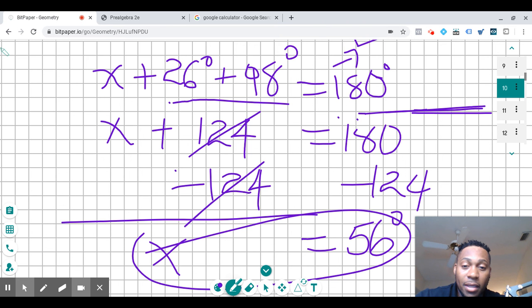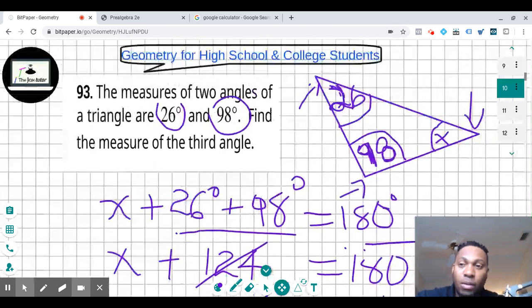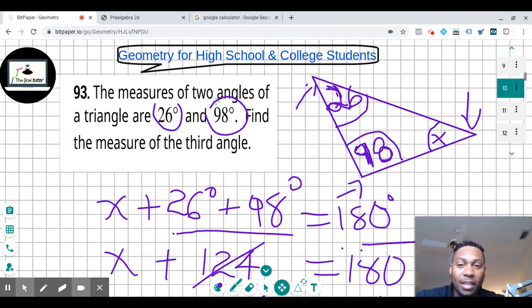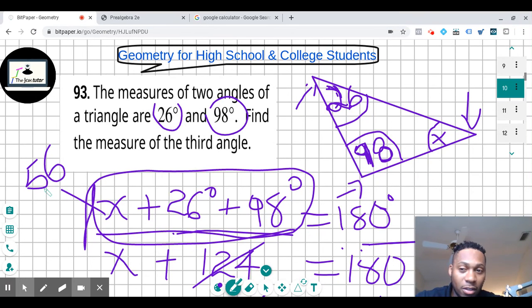Let me go back to the problem and recap for you for a little bit. We know two angles inside of a triangle. One is 26, one is 98, and we wanted to find the third one. So the way we find it is we said, okay, the sum of the angles inside of a triangle is 180. That means if we add all three angles together, we should get 180. And then from that, we just solve for x, the one that we didn't know, and we found that to be 56. If you add all those three angles together, 56 plus 26 plus 98, that should give you 180.